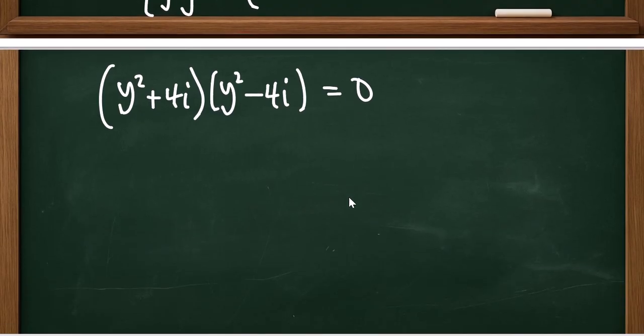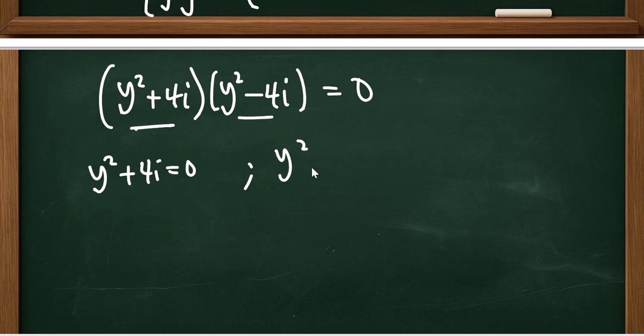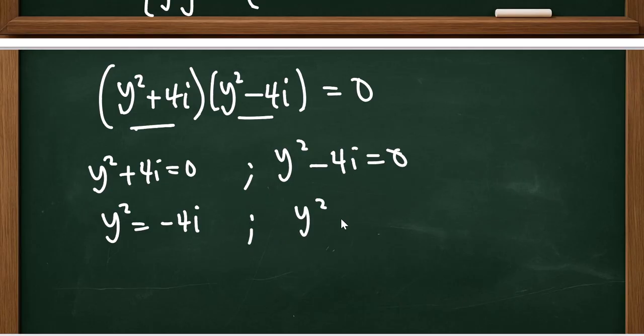And from this, by breaking it down into the difference of two squares, one can easily see from the first expression that y squared plus 4i equals 0, and from the second expression that y squared minus 4i equals 0. So for the first part, y squared equals negative 4i, and for the second expression, y squared equals 4i.